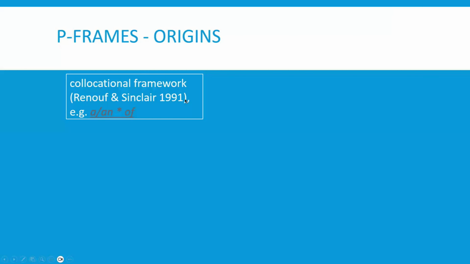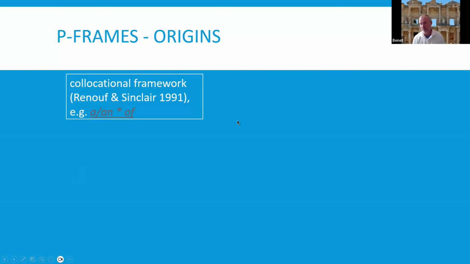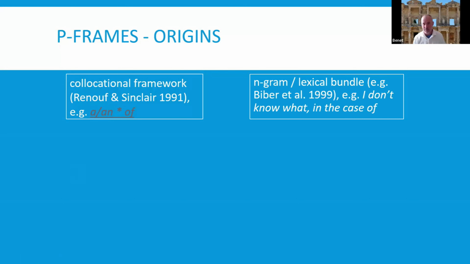So they called it collocational frameworks. They didn't do it altogether systematically. What came after that, a more systematic approach, which you've probably heard of if you've done any reading on corpus linguistics, is what's called n-grams or lexical bundles. These are fixed, recurrent strings of words which are found in a corpus.